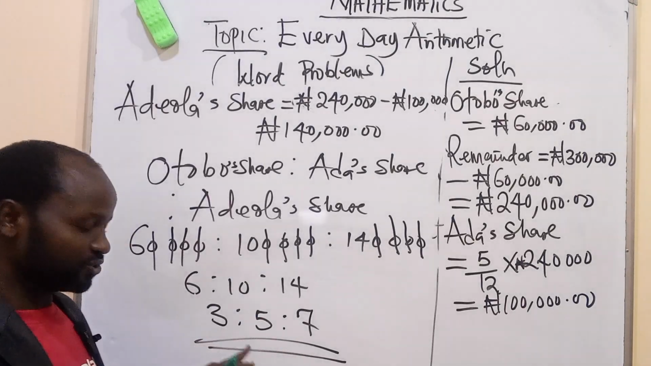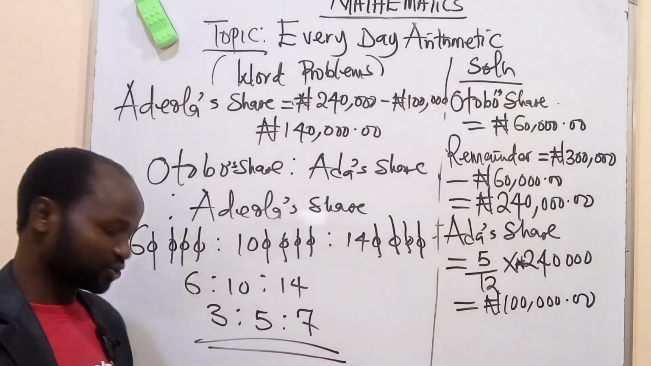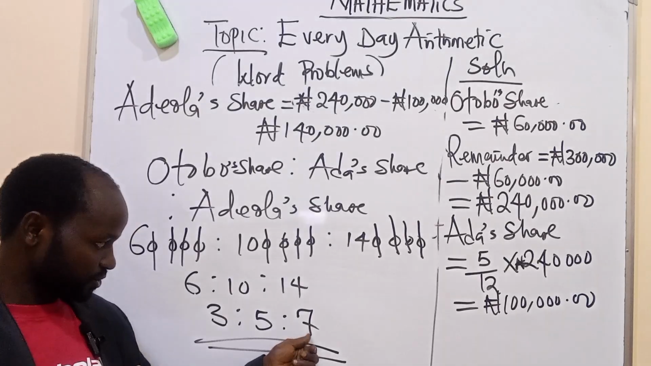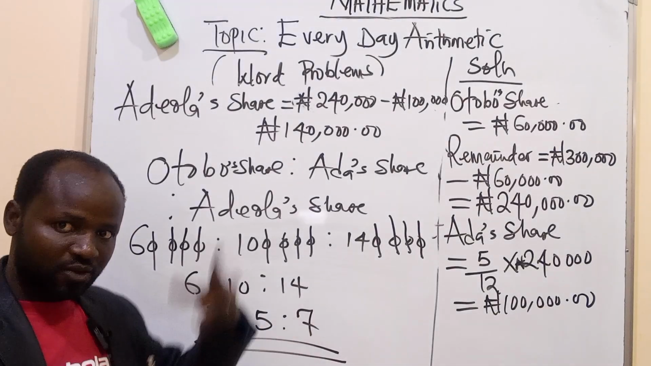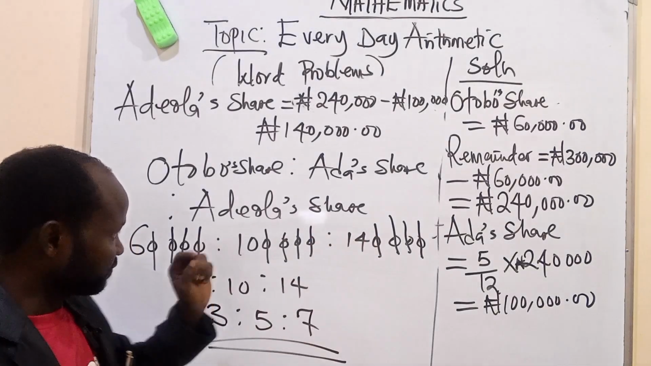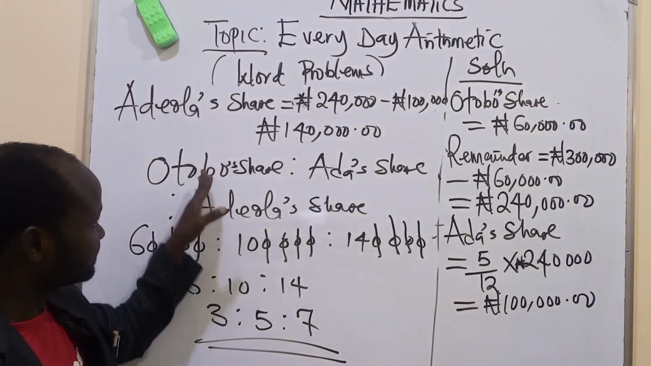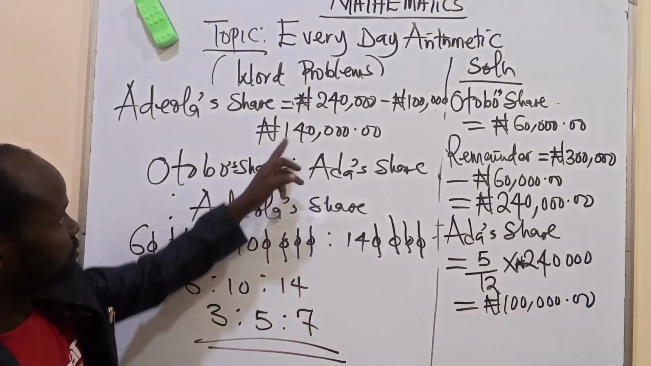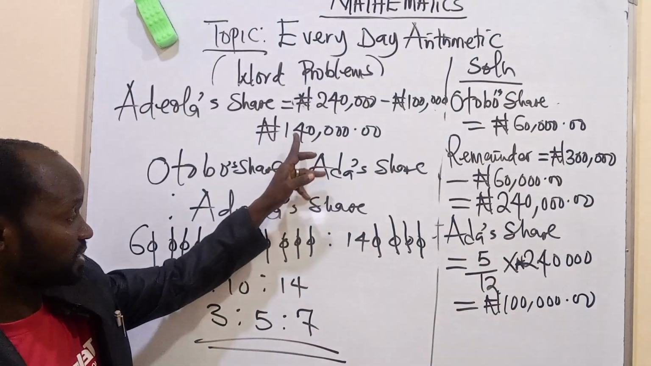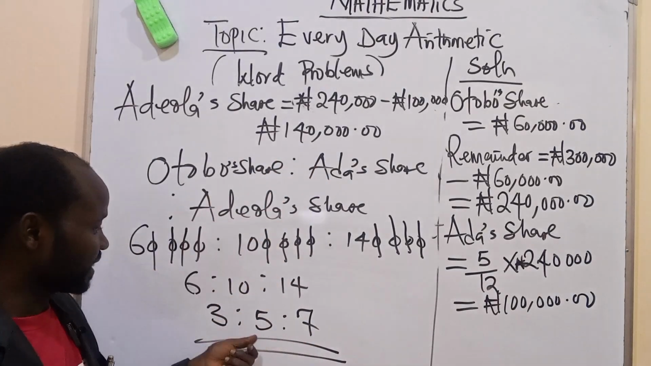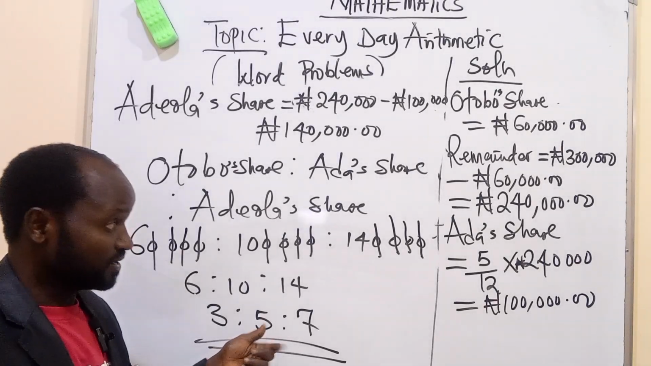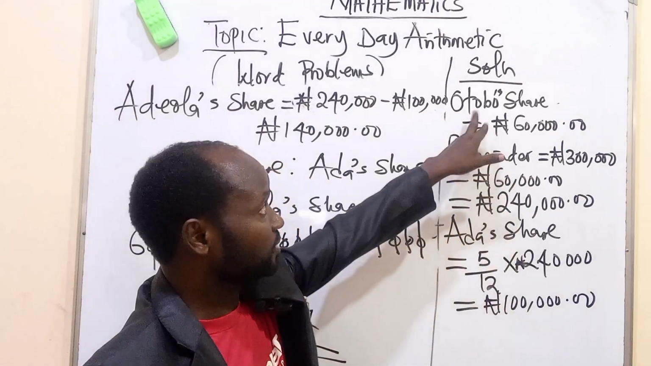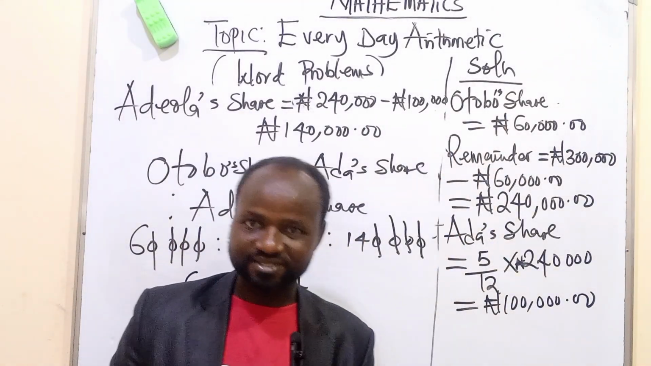Okay, so this is the solution to this question. 3 to 5 to 7. And one thing with ratio or proportion is, the higher the ratio, the higher the share of that person. If you look at it, Adiola had the highest share, because the ratio of Adiola is 7. And truly Adiola had 140,000. Followed by Ada, which is with ratio 5, who had 100,000, followed by Otubo, which is 60,000 naira.